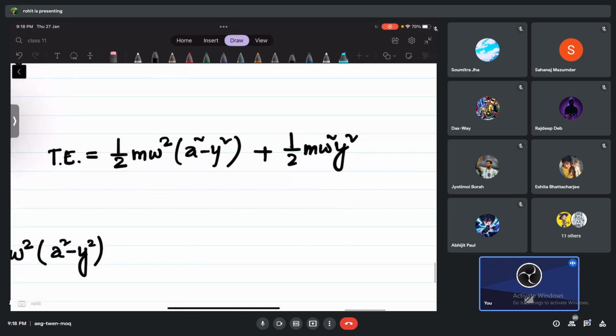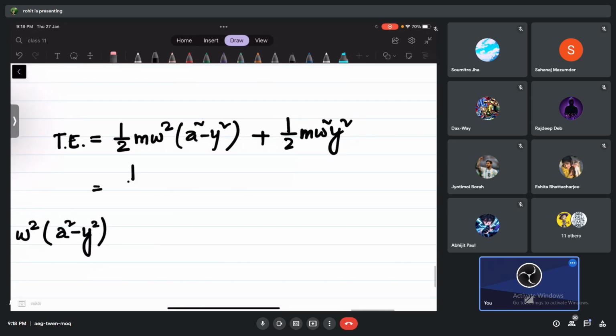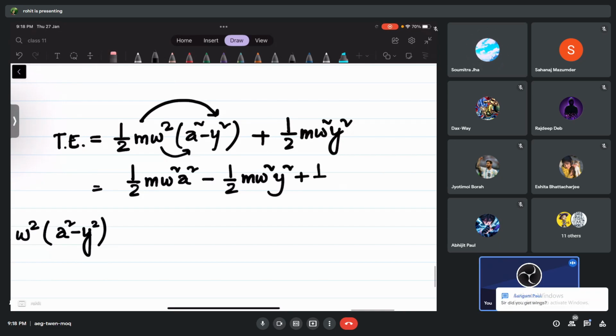Okay, so let's add. It's very simple addition. Half m omega square, let me multiply with a square. What do I get? A square, minus half m omega square y square, plus half m omega square y square.